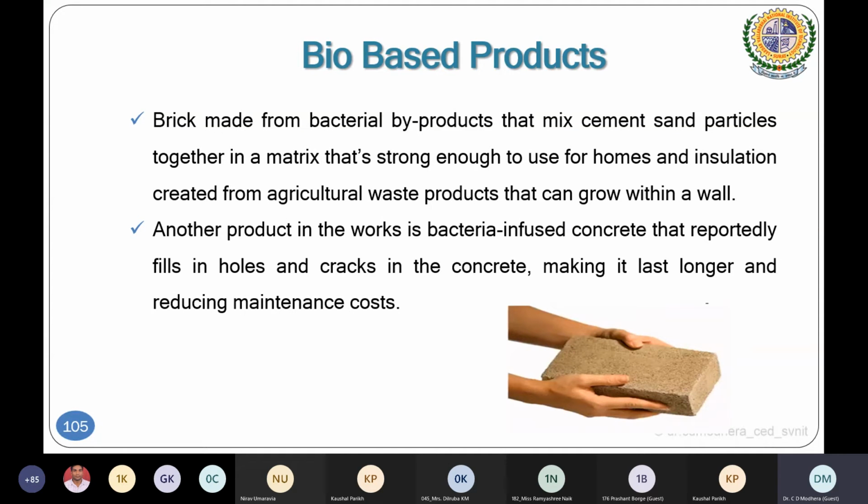Brick made from bacterial byproduct that mixes cement and particles.